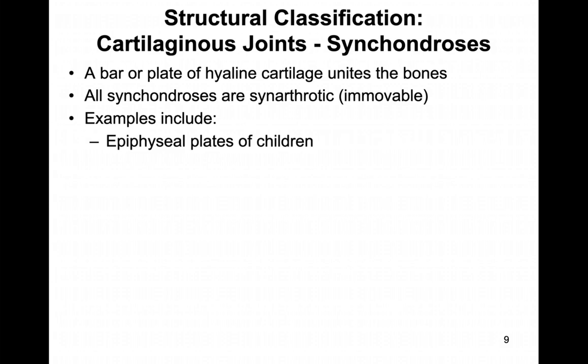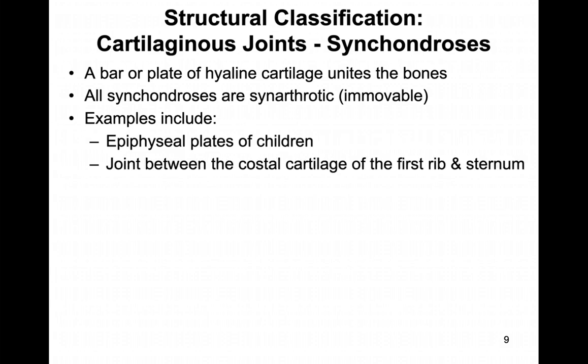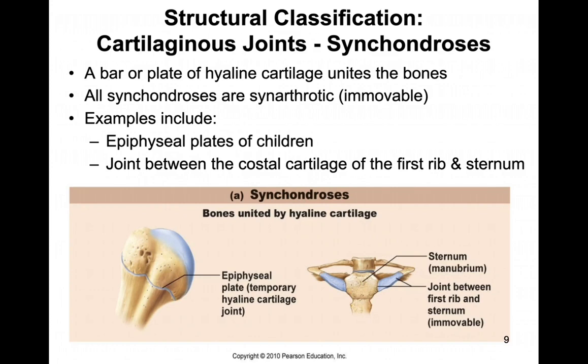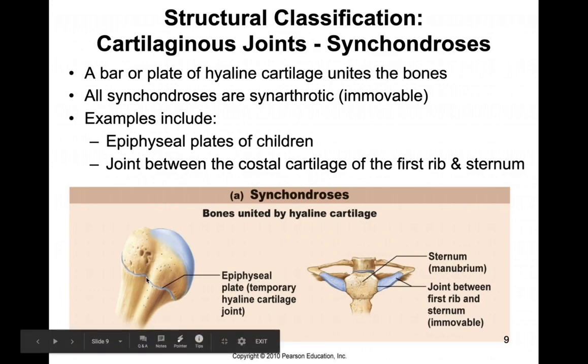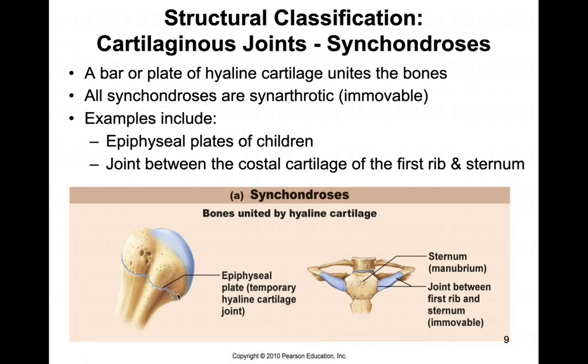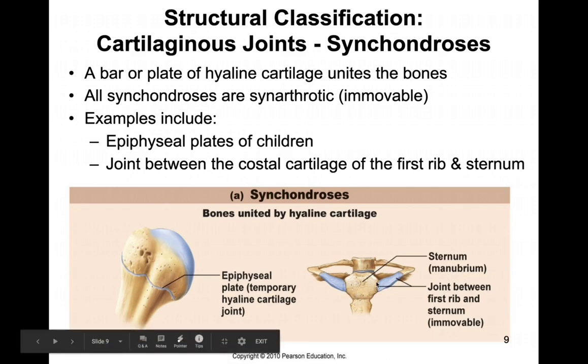So the epiphyseal plates of children, before they have turned to bone. This would also include the joints between the costal cartilage of the first rib and the sternum. Here you can see the temporary hyaline cartilage joint. And here you can see between the first rib and the sternum.